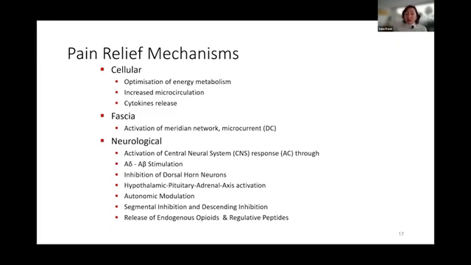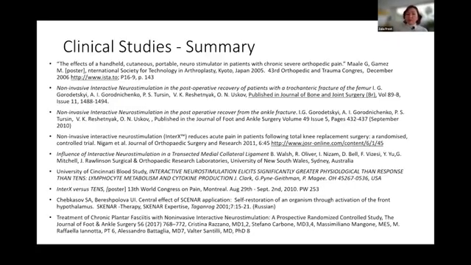We activate fascia through the fascial meridian network, through microcurrent, and we activate a neurological network. We stimulate A beta and A delta fibers, inhibition at the dorsal horn, hypothalamic-pituitary gland activation, and autonomic modulation. All that will give you release of endorphins and regulated peptides.